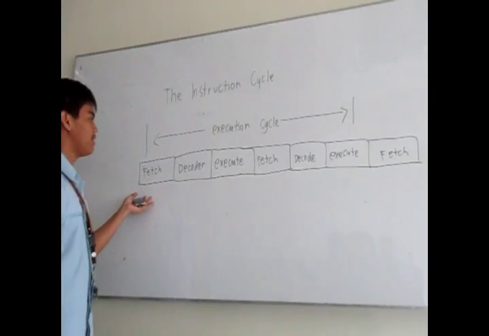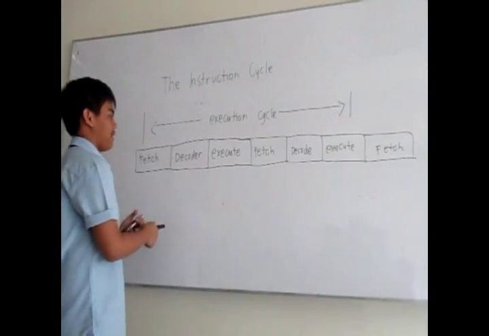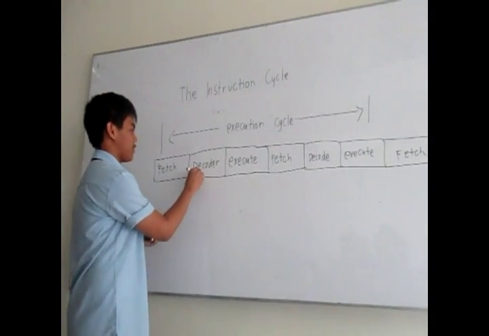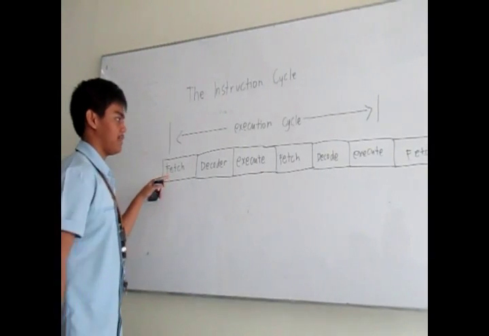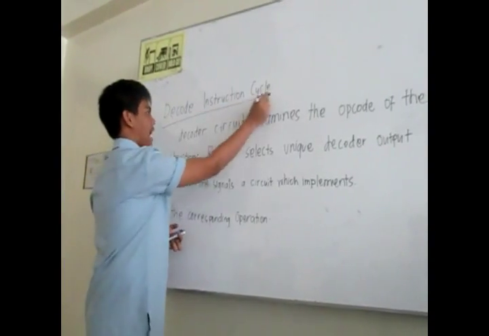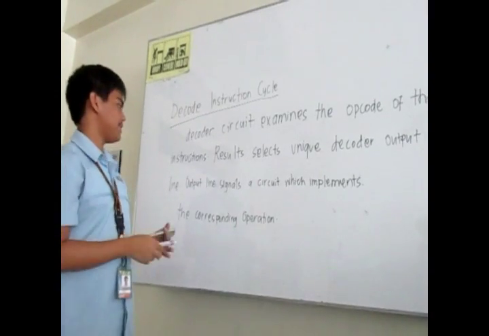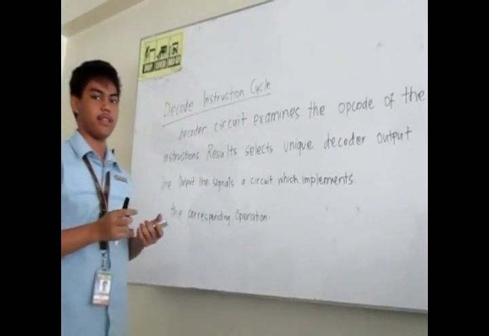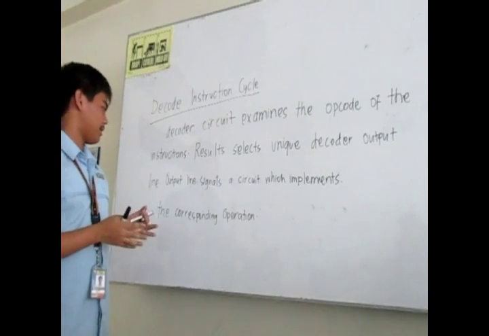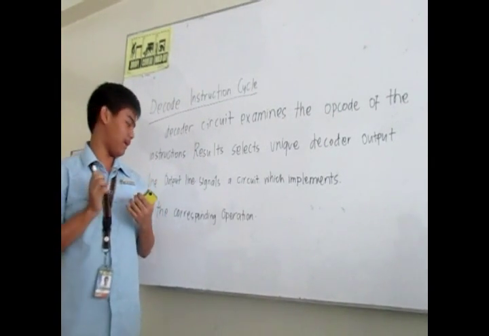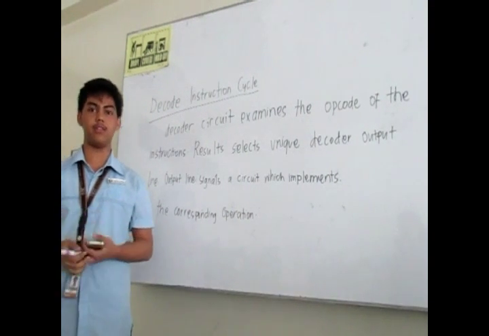After this cycle, let's go to the next cycle, called the decoder. The decoder processes the inputs from the fetch. The decode instruction cycle. The decoder circuit examines the opcode of the instruction. The result selects a unique decoder output line. The output line signals a circuit which implements the corresponding operations.